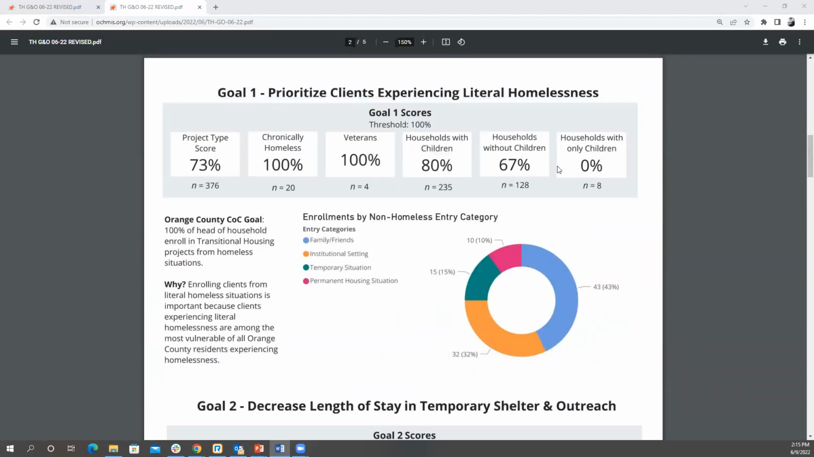So, going into the specifics a little bit for each measure. For goal 1, you can see that households with children are entering from homeless situations more frequently than clients in households without children. For clients that are not entering from homeless situations, most are coming from family or friends or institutional settings. And again, this is likely due to a little more leniency in the funding that these projects are receiving to take clients that are not from HUD homeless situations.